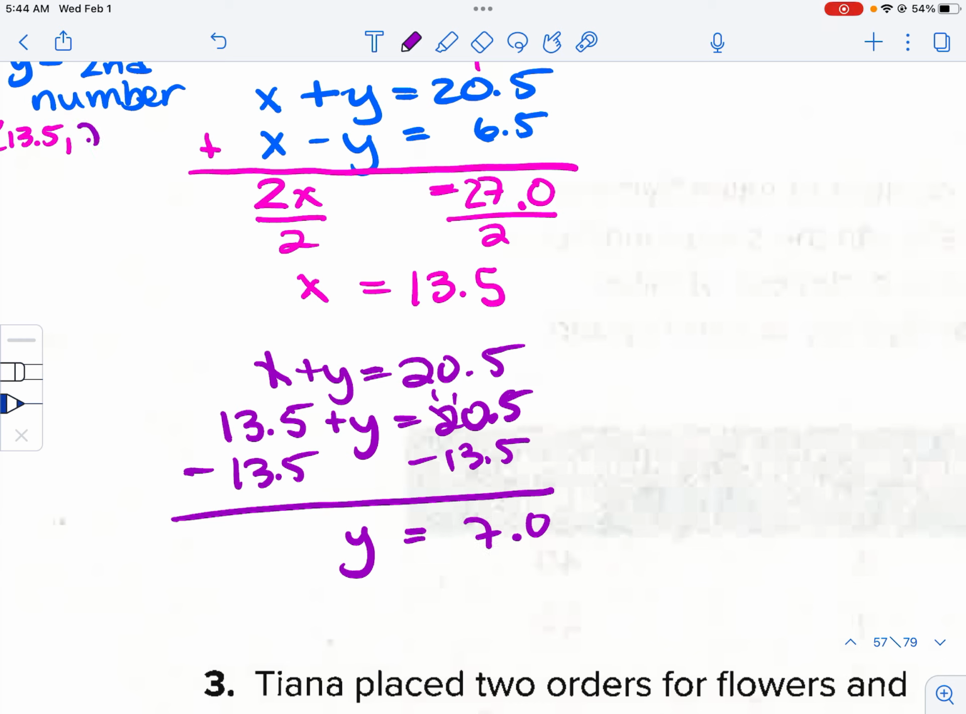Now, remember that because we're interpreting, I have to say what those numbers mean. So 13.5 is the first number, and 7 is the second number.